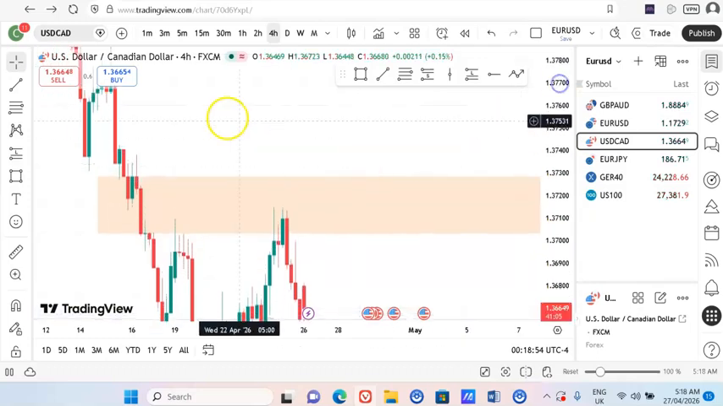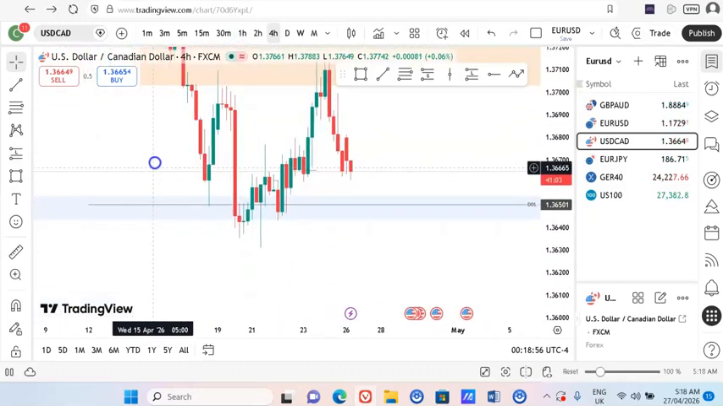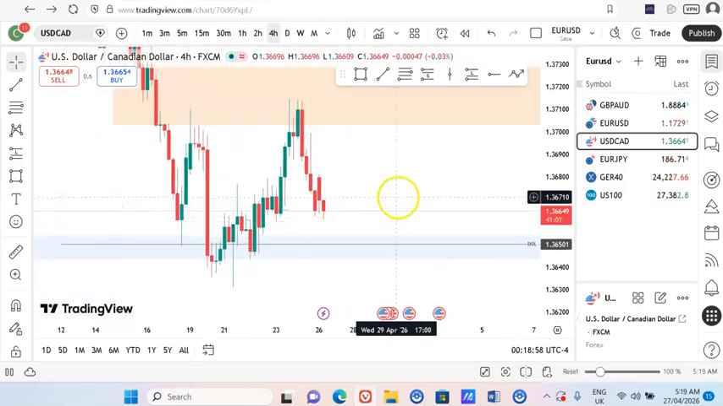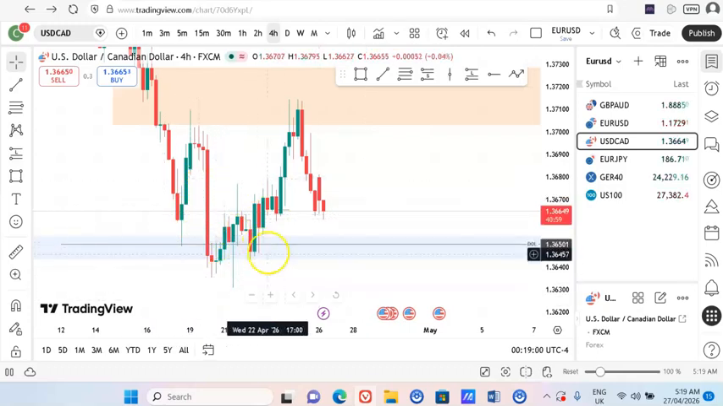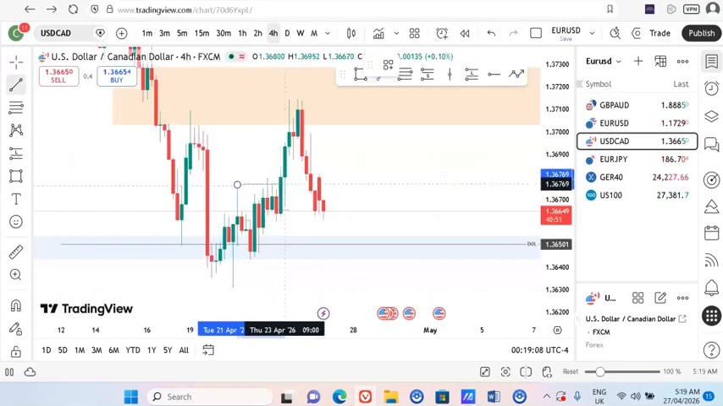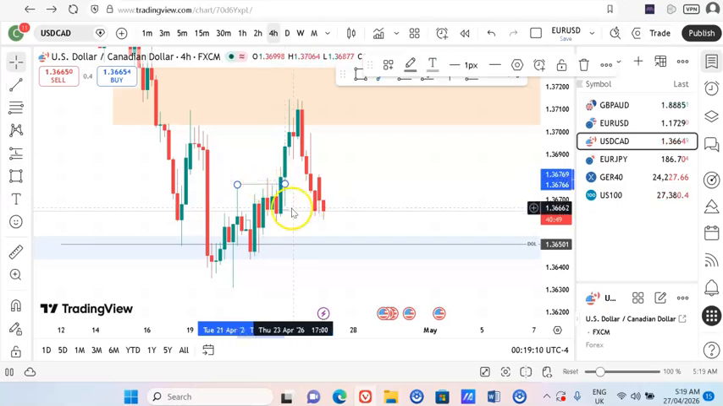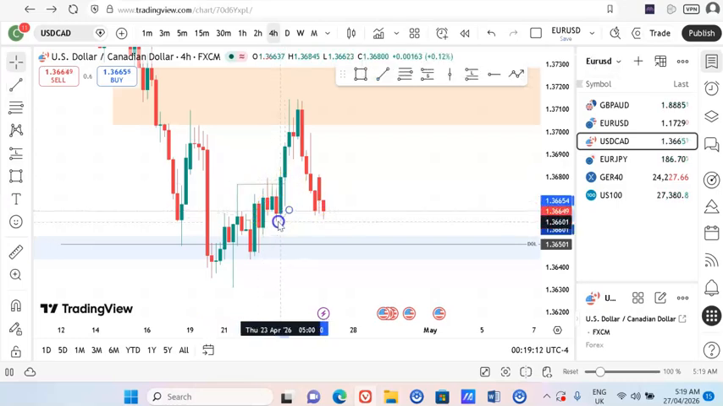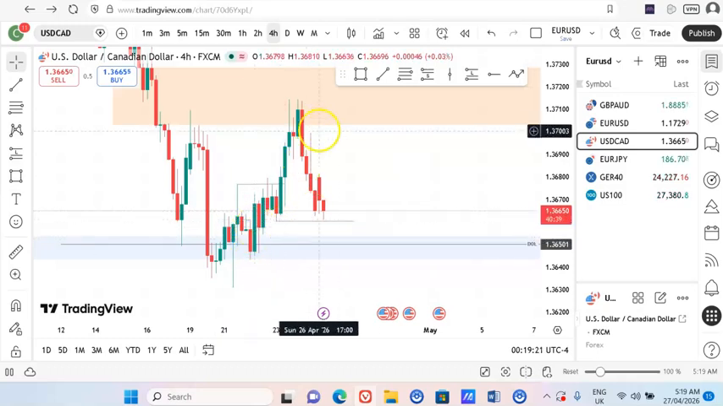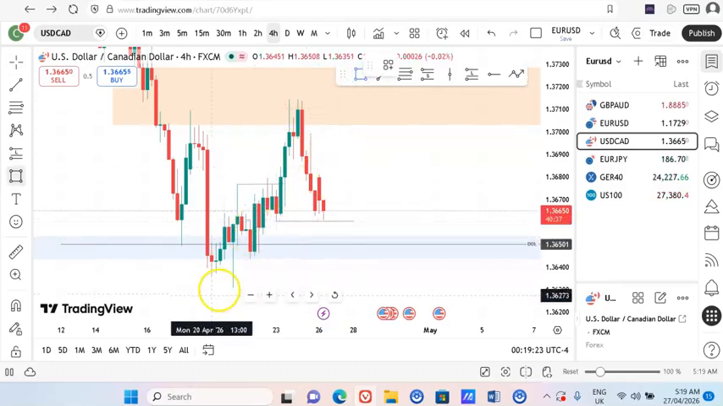Okay, I think it looks clearer here. So you can see here market structure shifts on the 4 hour time frame. This is the market structure shift or break of market structure or change of character, whichever one you take. And then you can see here there are inducements. So I think the market wants to run down to these inducements. I think that's what it wants to do.